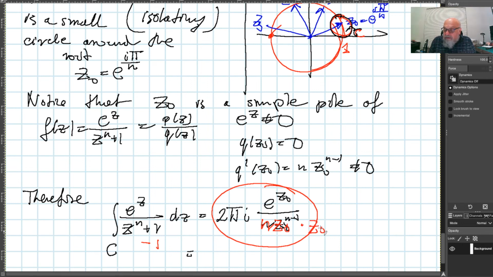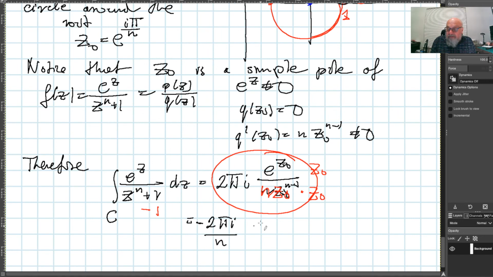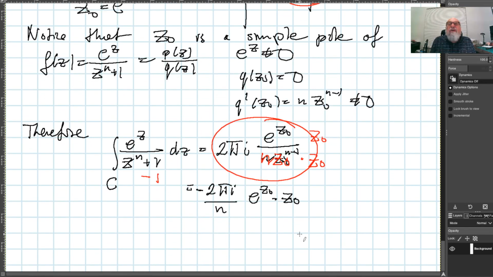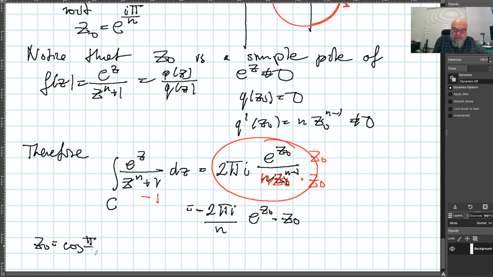Let me do similar things as we did before. Then I'm getting that this integral is 2 pi i, and z0 to the n minus 1 becomes z0 to the minus 1, so I can put here a minus, and this is n. So n goes here, and then you have e to the z0 times z0. As I always say, an answer in symbolic form is not acceptable. It has to always be in the standard form. So let me write it down. z0 is equal to, and you should remember what it is, cosine pi over n plus i sine pi over n.